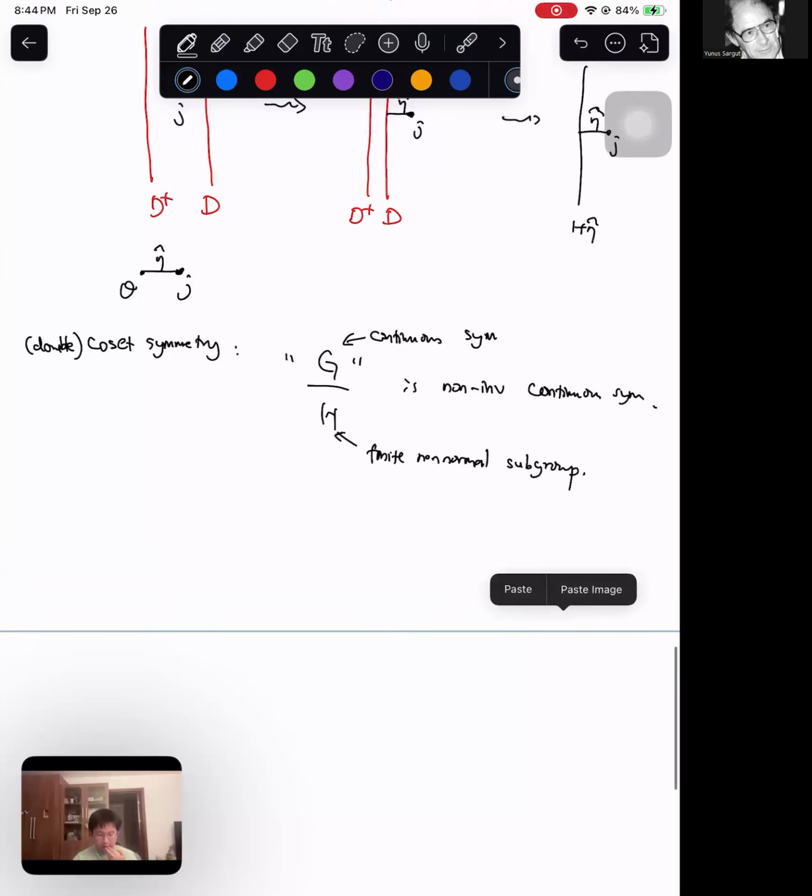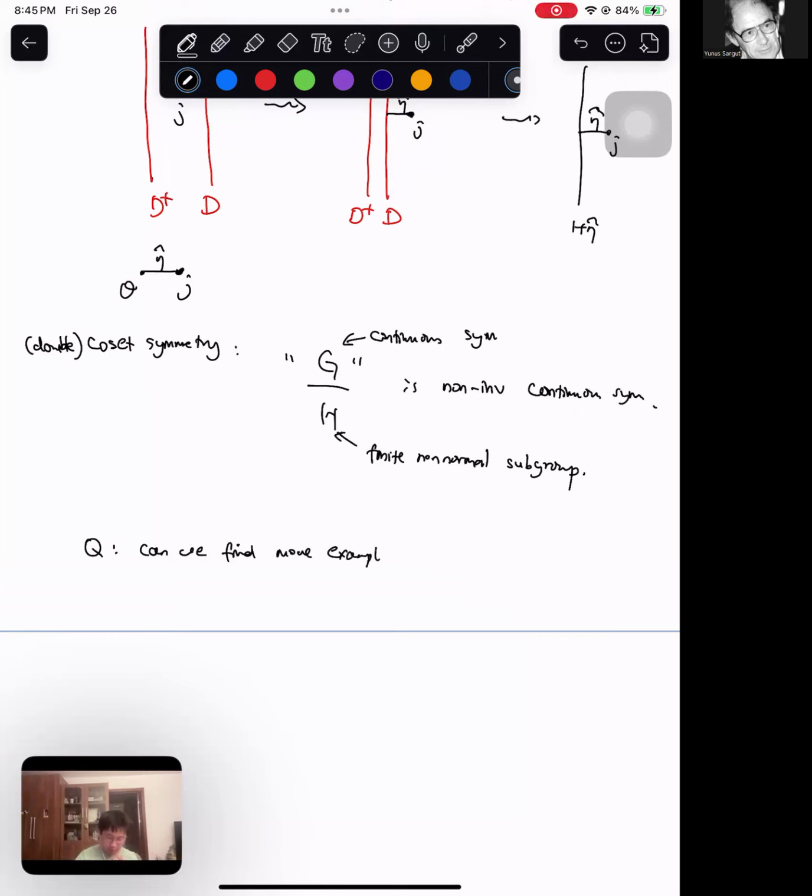Okay, so the question then is, can we find more examples beyond this gauging construction?